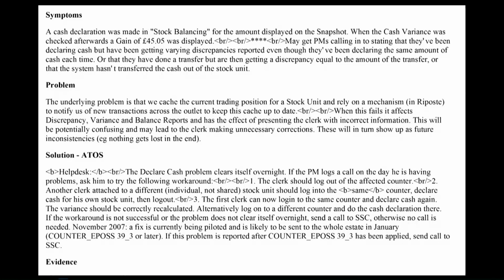or that the system hasn't transferred the cash out of the stock unit. In terms of the problem, the underlying problem is that we cache the current trading period for a stock unit and rely on a mechanism in Riposte to notify us of new transactions across the outlet to keep up this cash to date. When this fails, it affects discrepancy, variance and balance reports and has the effect of presenting the clerk with incorrect information. This will be potentially confusing and may lead to the clerk making unnecessary corrections. These will show up as future inconsistencies, e.g. nothing gets lost in the end.